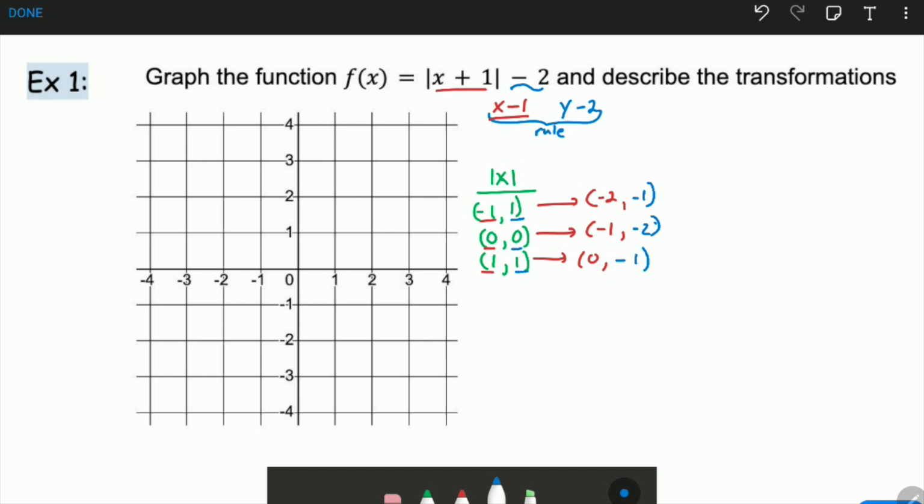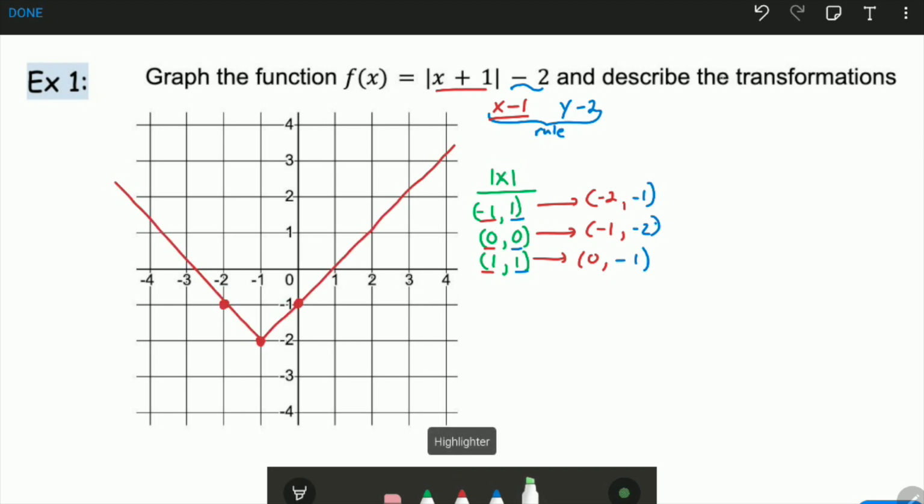We have our 3 points, so we just have to plot them now. So we have -2, -1, -1, -2, and then 0, -1. This is the absolute value graph, so we'll go ahead and draw the absolute value function's shape through them. And there, that was horrible. Try to do that last part again. There we go. There we have that. We still have one more thing to do.